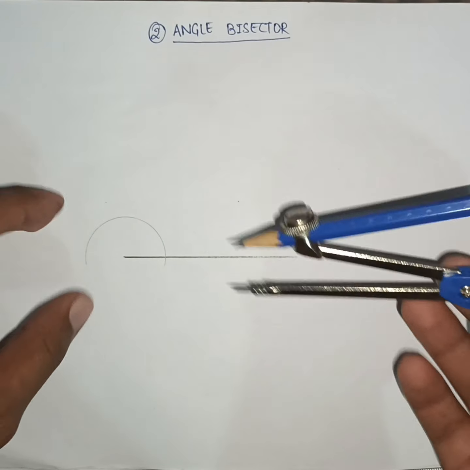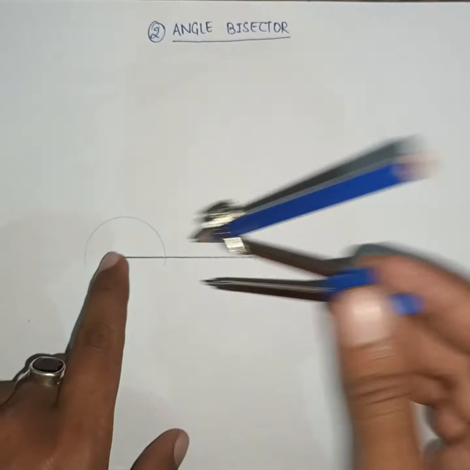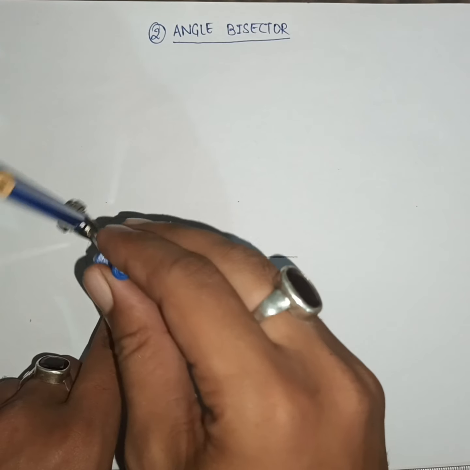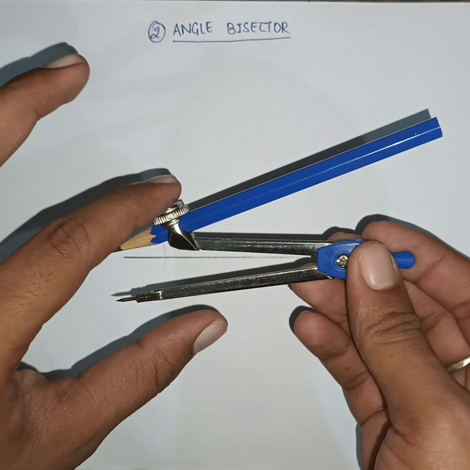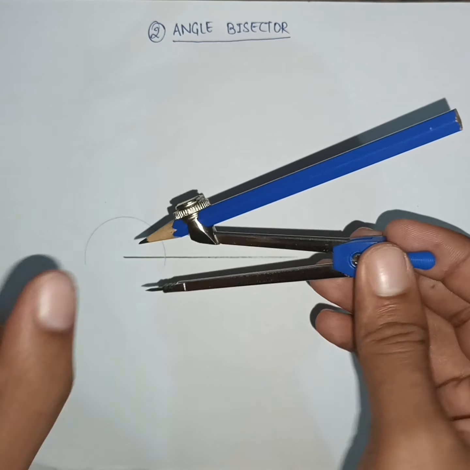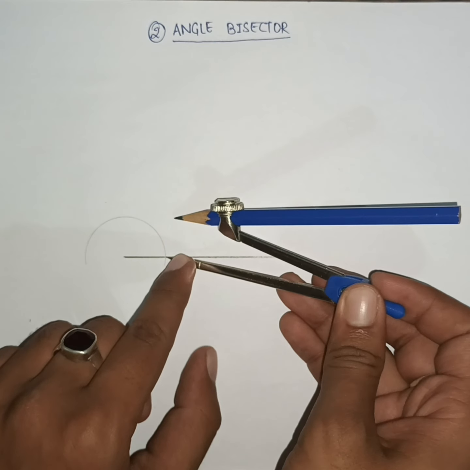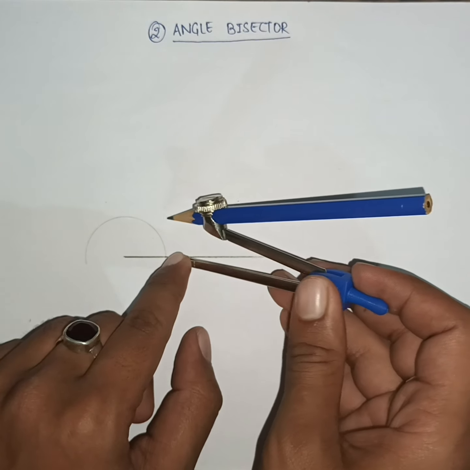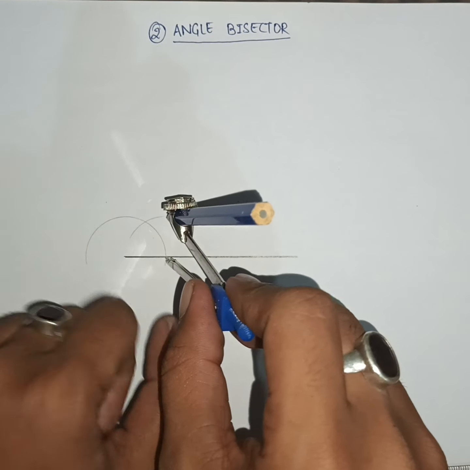Semicircle we have made, and we have a compass which is not being disturbed. After we have made the semicircle, we will not disturb it. It means we will not close it, and we will not stretch it. From the point where it is being cut at the line segment, make an intersecting arc in the semicircle.